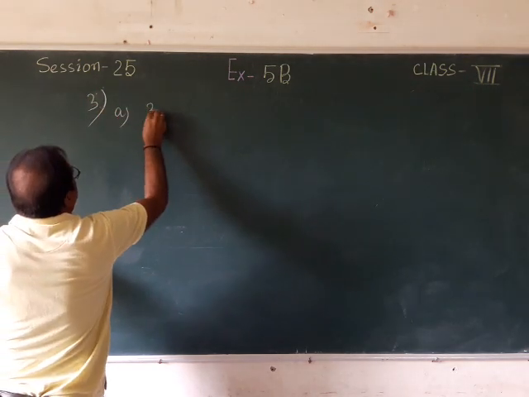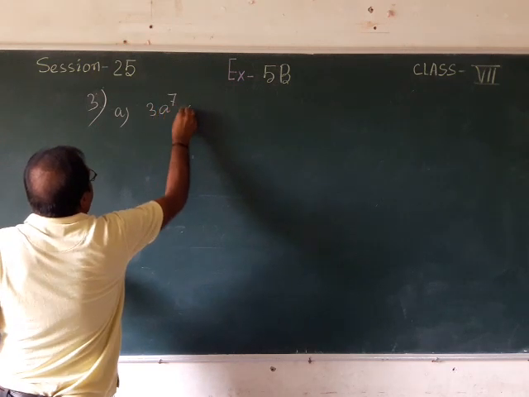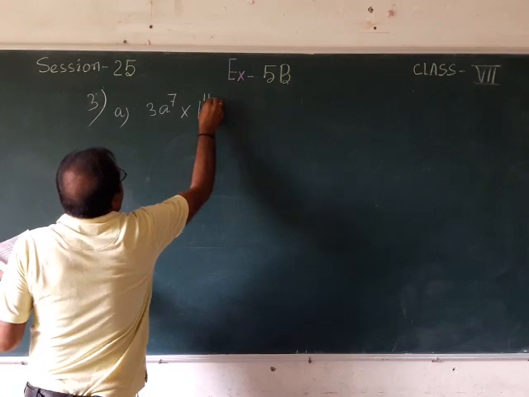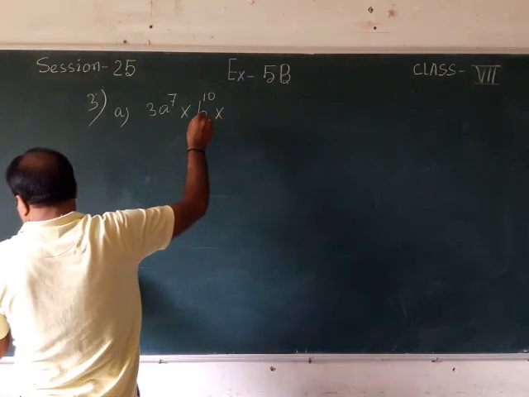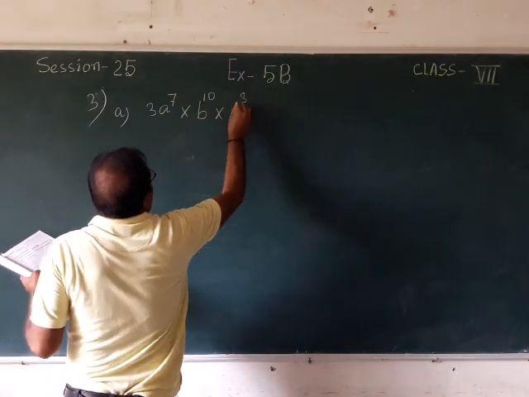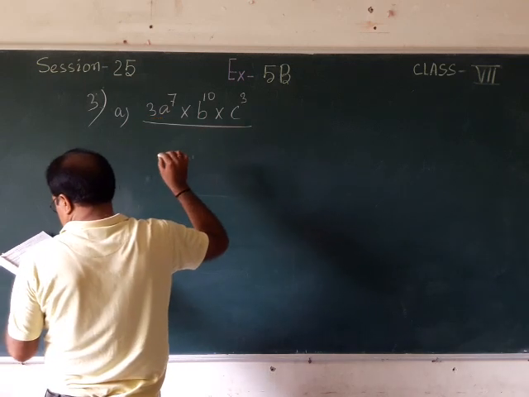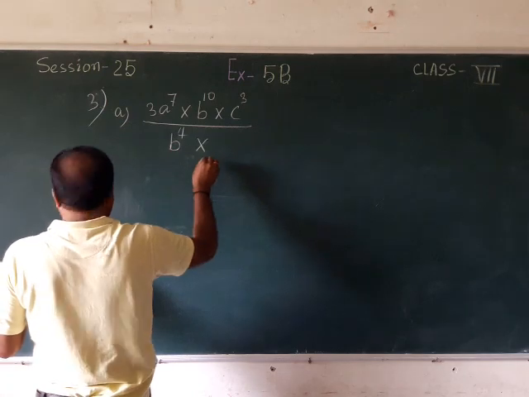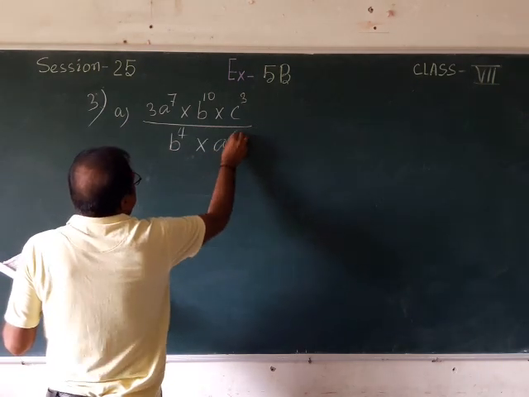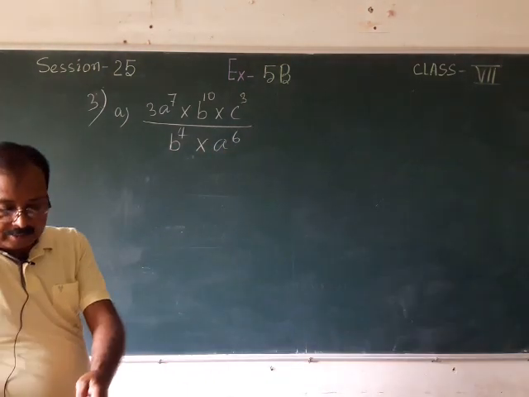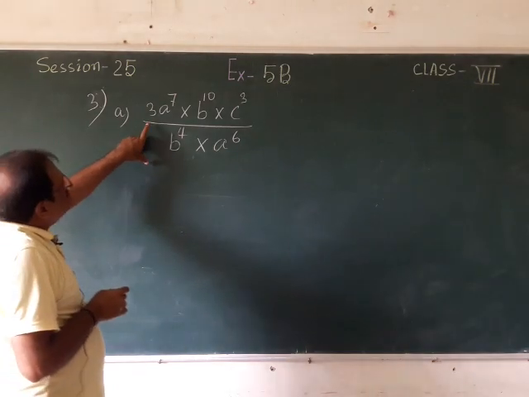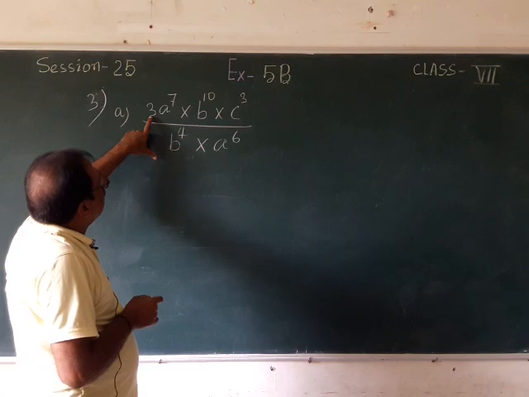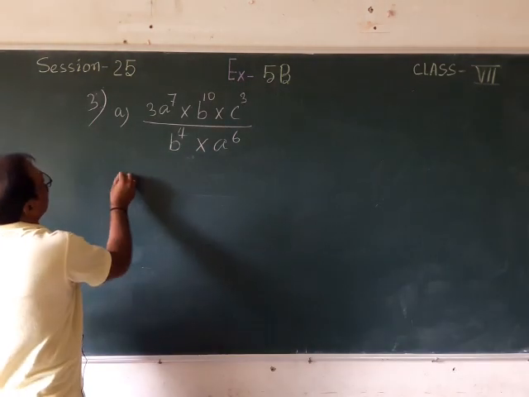Here 3a to the power 7 multiplied by b to the power 10, then multiplied by c to the power 3, and then here it is b to the power 4 multiplied by a to the power 6. Here you can see that the terms are a mixture of variables and constants. So what can be done here?